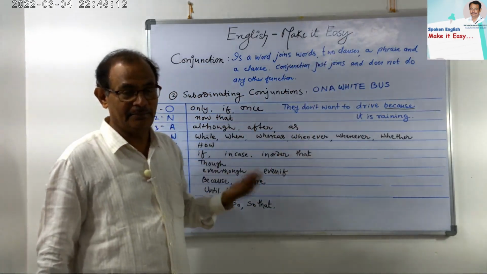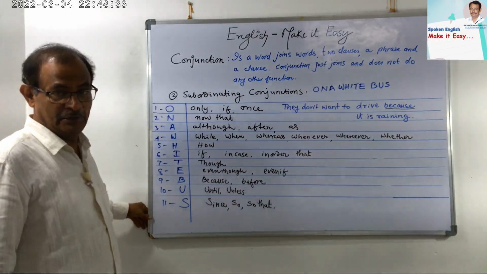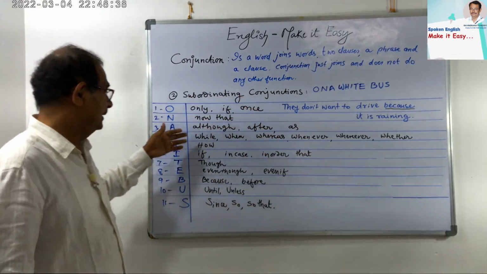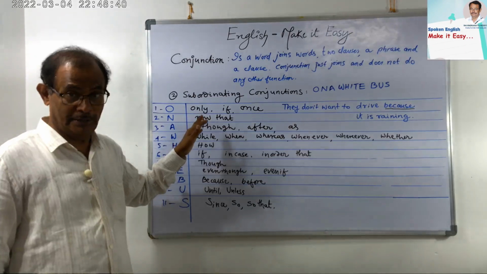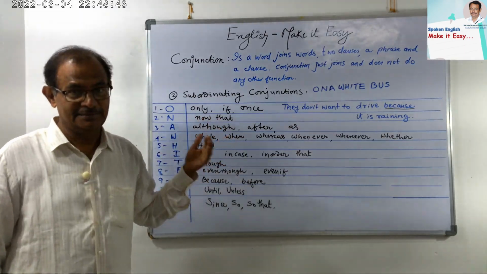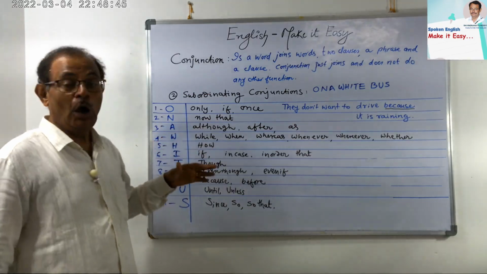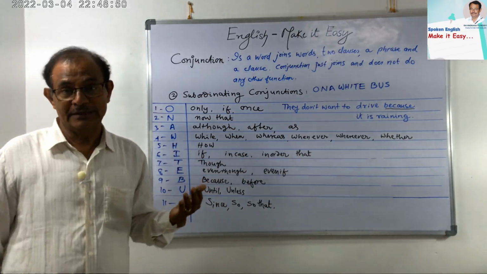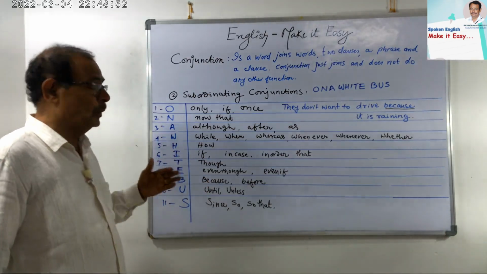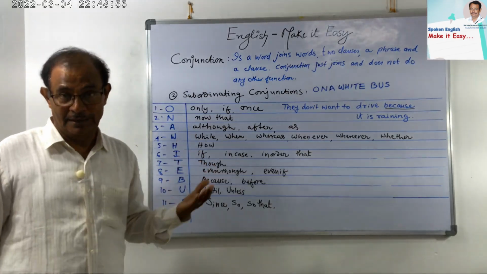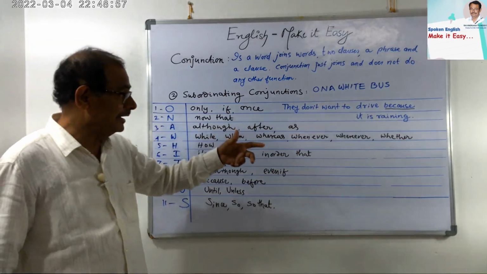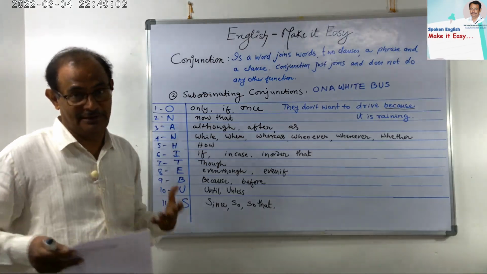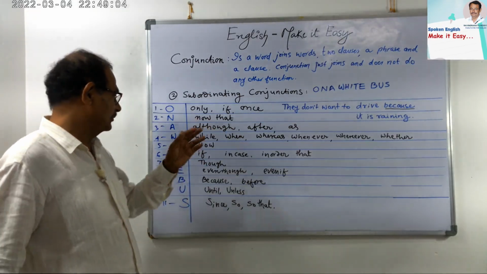So kindly remember this. I have written here in one column all the 11 letters. There are 11 letters totally, and here O: only, yes, if, once. This is O. Now that. A: although, after, as. W: while, when, where, whereas, wherever, whether, whenever. Okay, all the three WH forms almost.